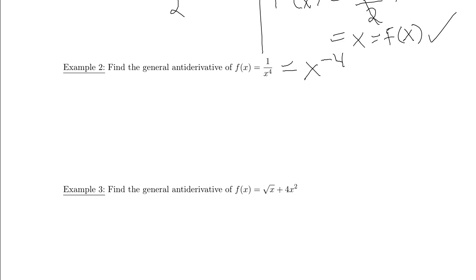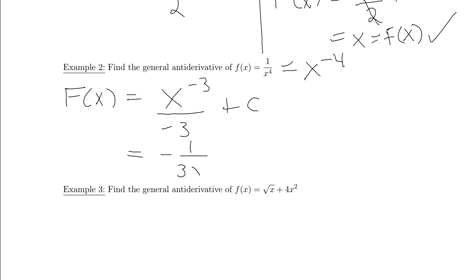So I start by doing that, and now I'm ready to find my antiderivative using my power formula. Our power formula tells us we should increase our exponent by 1. So negative 4 plus 1, be careful, this is not negative 5, because we're dealing with negative numbers. If you add 1 to negative 4, you get negative 3. And then you're going to divide by the same exponent, negative 3, plus a constant. If you were looking to simplify this, you would have negative 1 over 3x cubed plus a constant.